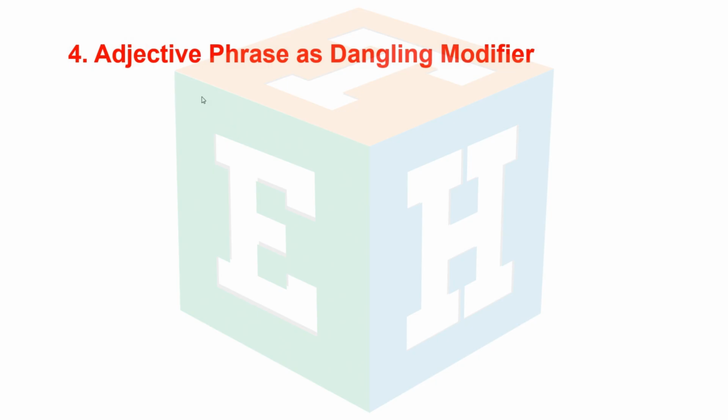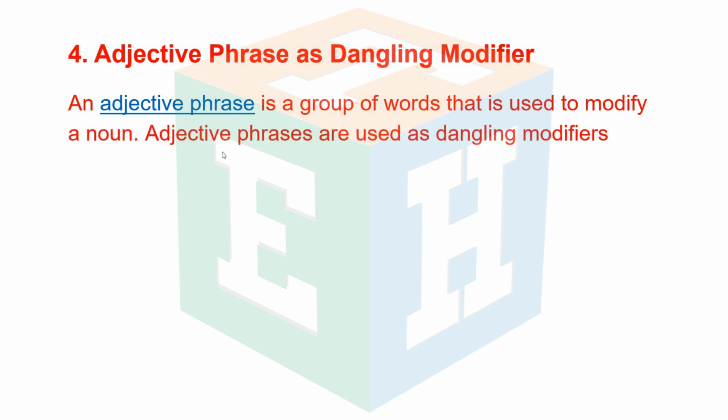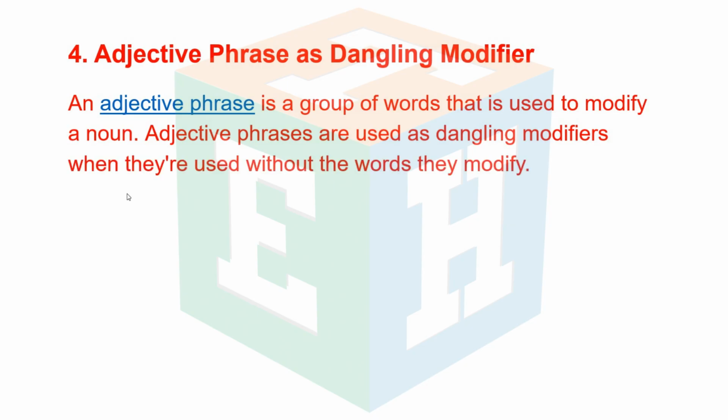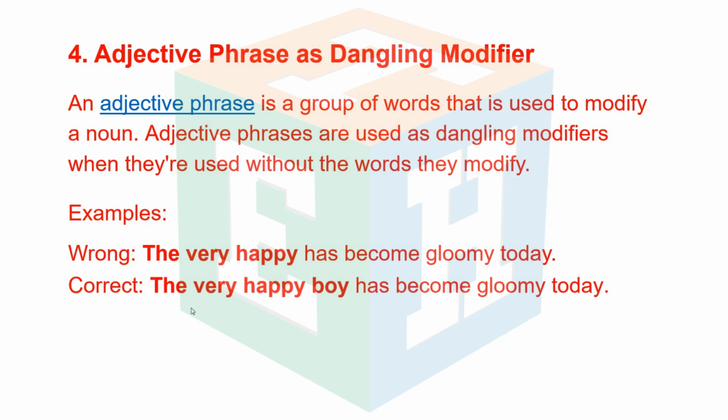Number 4, adjective phrase as dangling modifier. An adjective phrase is a group of words that is used to modify a noun. Adjective phrases are used as dangling modifiers when they're used without the words they modify. Examples: wrong, the very happy has become gloomy today. Correct, the very happy boy has become gloomy today.